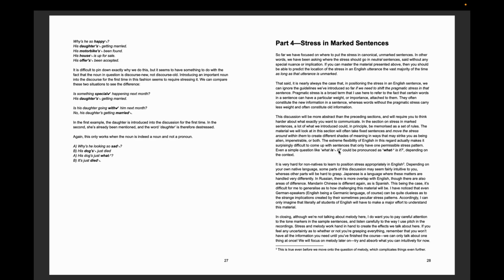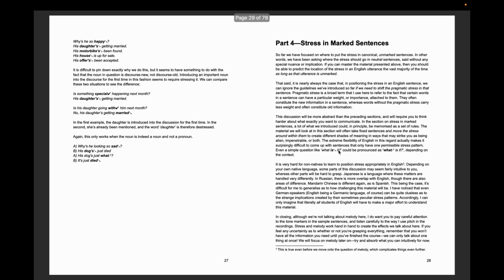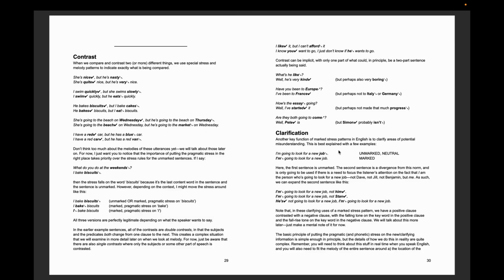Then we come into part 4, which is stress in marked sentences. Marked sentences are not the neutral standard sentence patterns or intonation patterns. Marked and unmarked are general terms in linguistics for things that are standard, those are unmarked, and things that are non-standard, that diverge from the norm. Anything that diverges from the norm is called marked in linguistics. So we start looking at the way in which we use intonation, which is to say stress and melody, to create marked sentences.